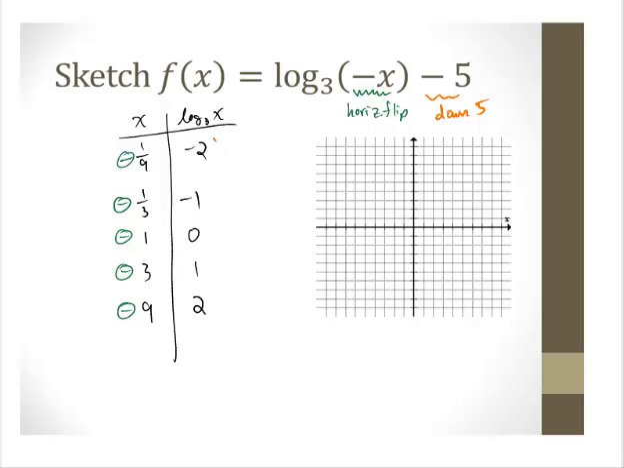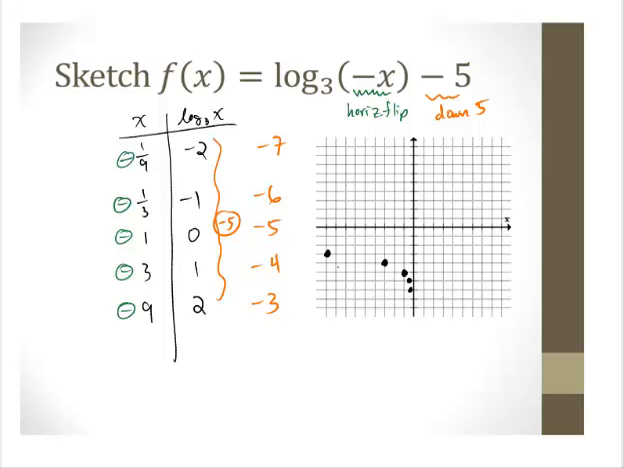Shift it down 5. Alright, so that would give me negative 7, negative 6, negative 5, negative 4, and negative 3. Alright, let's plot these new points. Negative 1/9, negative 7. Negative 1/3, negative 6. Negative 1, negative 5. Negative 3, negative 4, and negative 9, negative 3.